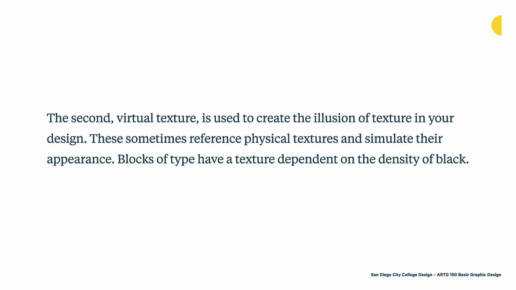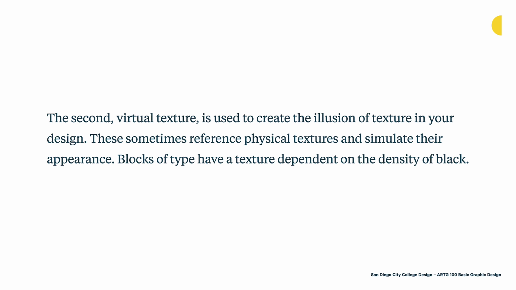The second are virtual textures or simulated textures. These are used to create the illusion of a texture in your design. These sometimes reference physical textures and simulate their appearance, but sometimes not. So this is something where you aren't actually physically using wood, but you might show wood in an image that will make someone think of wood. So again, they're simulated or they're virtual.